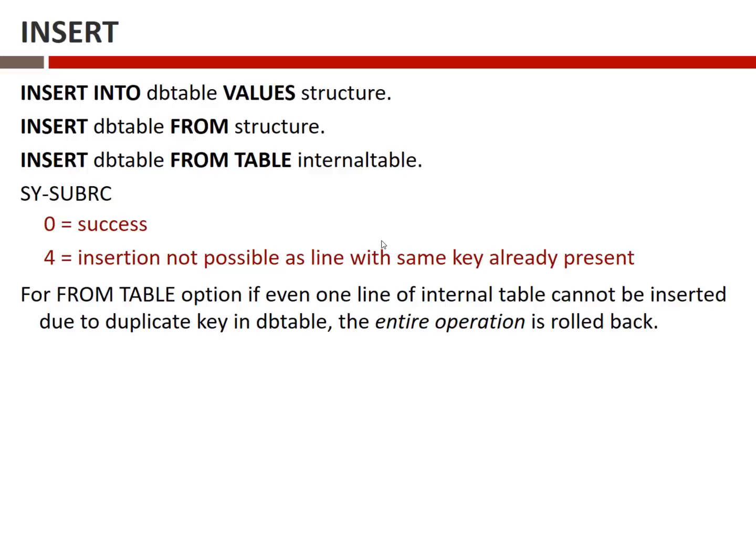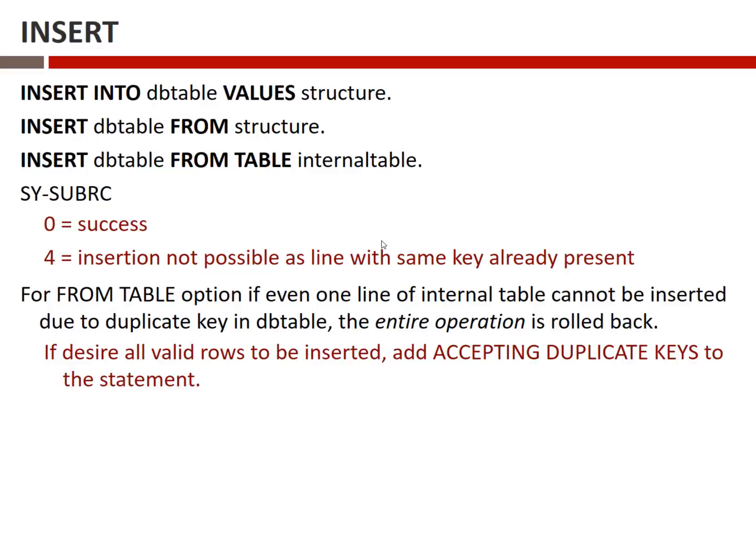And we could imagine a scenario where that might make sense, maybe where hypothetically you have 2 database tables and you take the first database table and you copy it to an internal table, you do maintenance on it, and then you want to insert that into the second database table with the idea being if the customer's already in the second table, you don't want to touch the record, but if they aren't, you want to put it in. So in that situation, it would make sense to say, put in the ones you can and ignore the ones you can't. How do I do this? If I want all of the valid rows to be inserted, you add the statement ACCEPTING DUPLICATE KEYS.